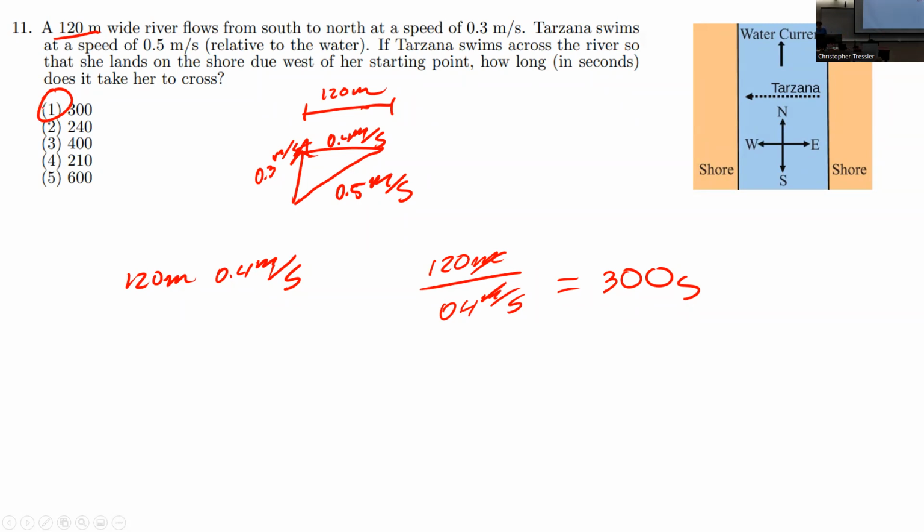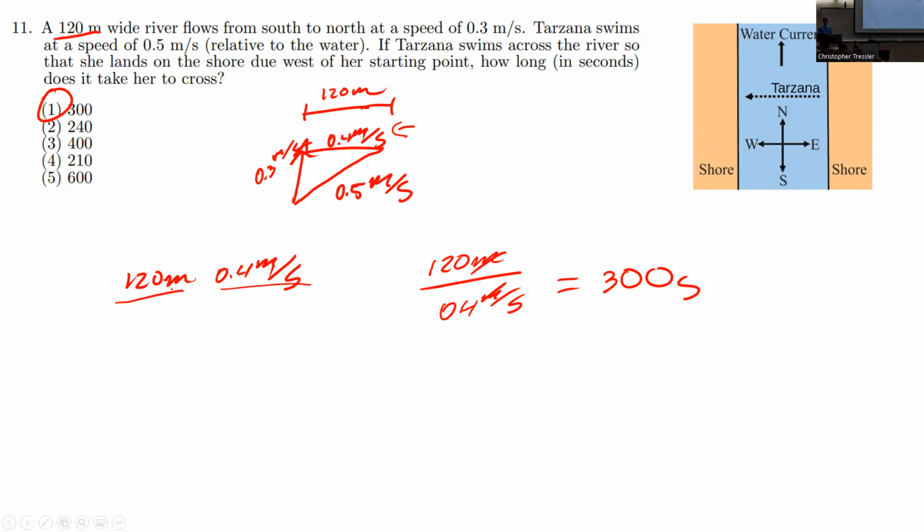Okay, yeah, I can explain it again. Did you see how I got this number right here, the 0.4? Basically, in the dimension that we're trying to figure out, we're moving 0.4 meters per second and we're going 120 meters.